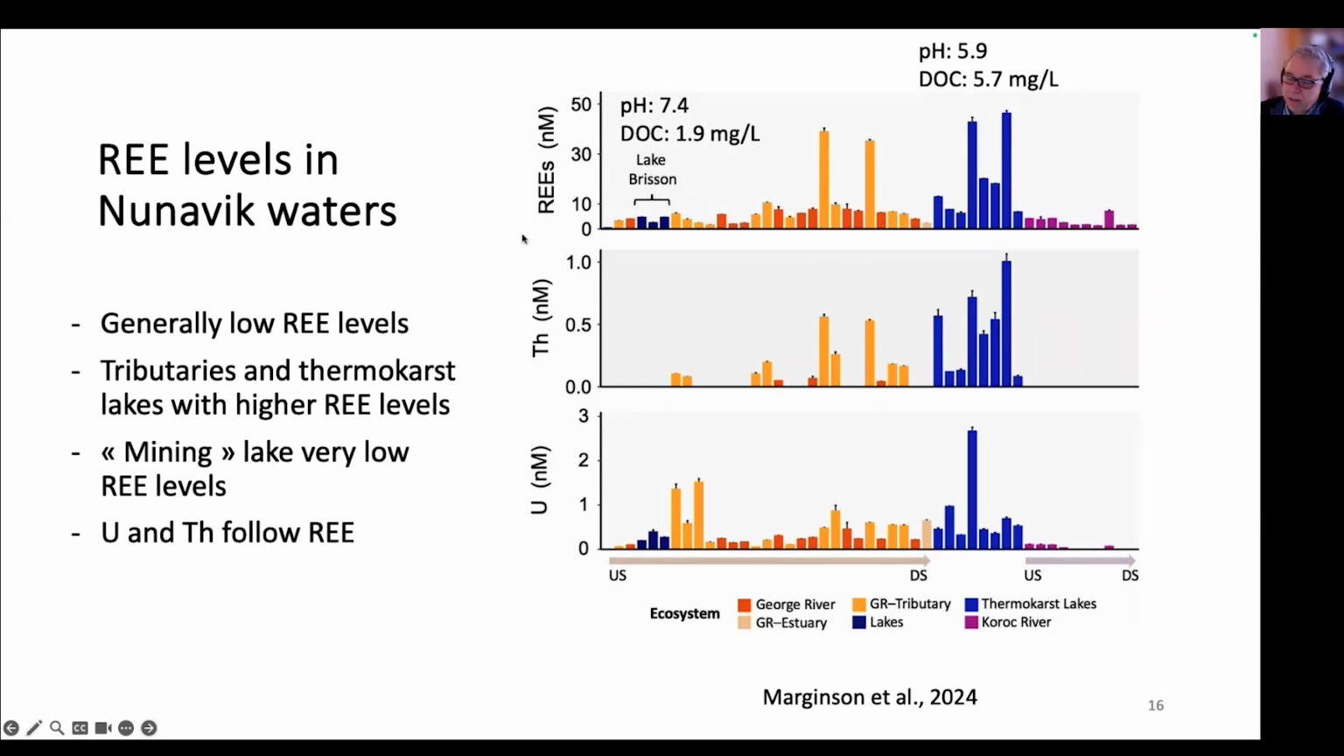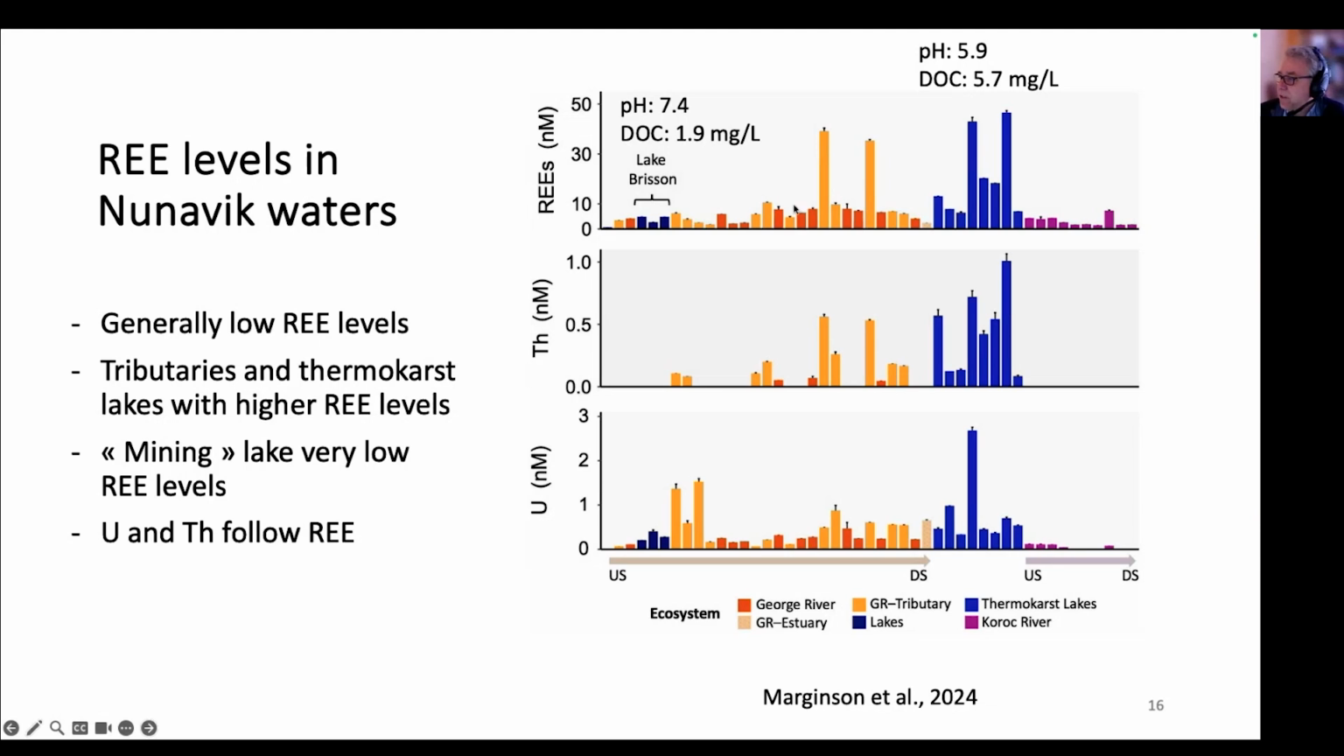A point that I wanted to make here is that REEs often travel together, but also they are found many times in deposits that are also rich in thorium and uranium. So a big problematic link to REEs when you are mining is the release of radionuclides. That's often something of greater concern than the REEs themselves. So it's really important to monitor thorium and uranium at the same time.